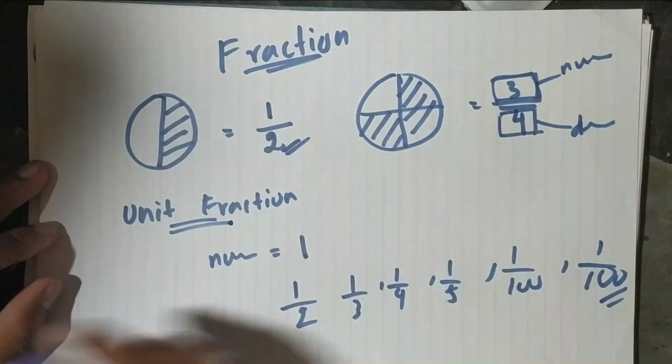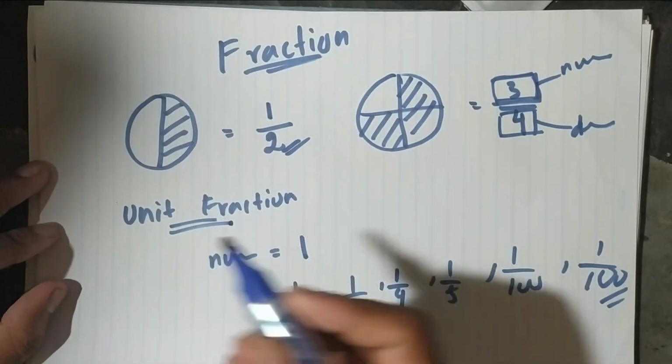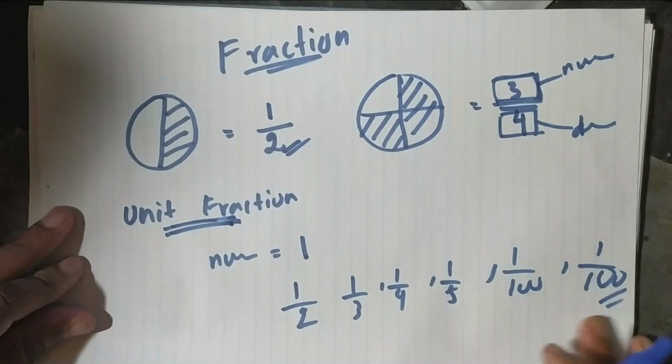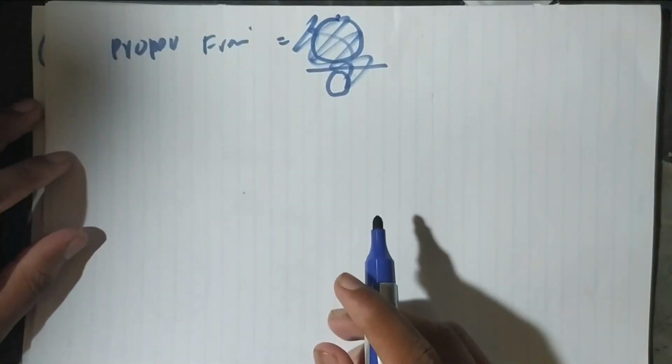So in grade 6 you have unit fraction. The next one is equivalent fraction, but before that, I am going to proper and improper fractions. So let's come to proper fraction.